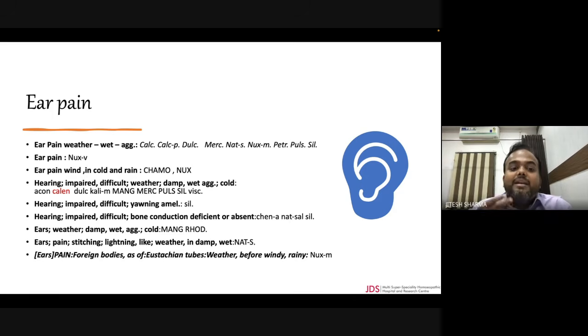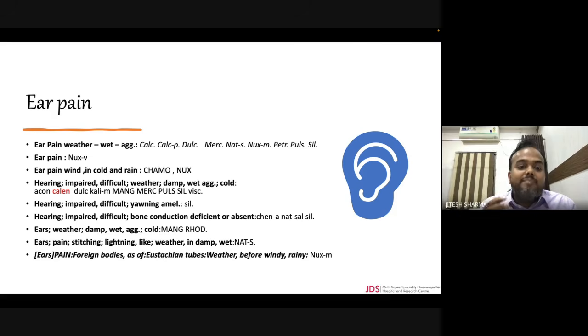Interestingly, if somebody has a hearing difficulty and when they yawn, they can hear, only one remedy in the Materia Medica, that is silicea. Now, interestingly, hearing impaired due to bone conduction deficient or absent: chenopodium, natrum salicylicum, and silicea. These three are the only remedies for this.